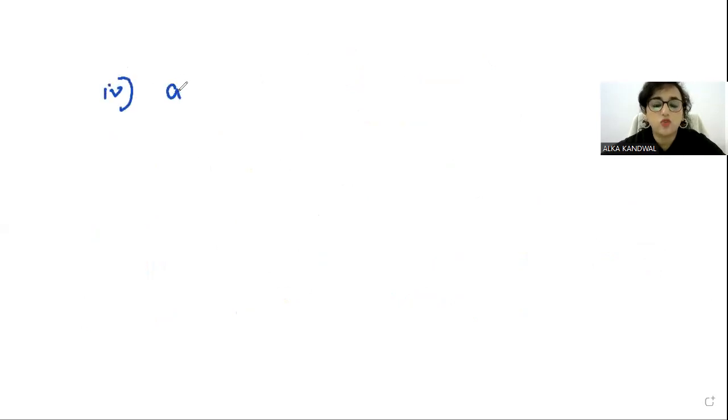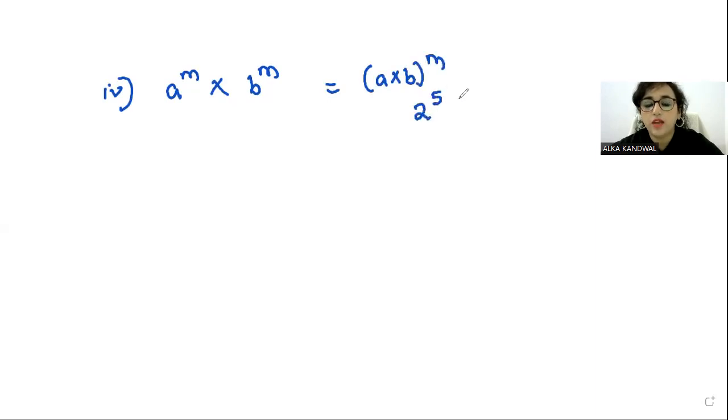If a to the power of m and b to the power of m. Now here the base is different, but the exponent is the same. So what can we do? We multiply the bases: a multiplied by b, to the power of m. Like 2 to the power of 5 multiplied by 5 to the power of 5. So we can write it as 2 into 5, 10, 10 to the power of 5. This way we can write it down.